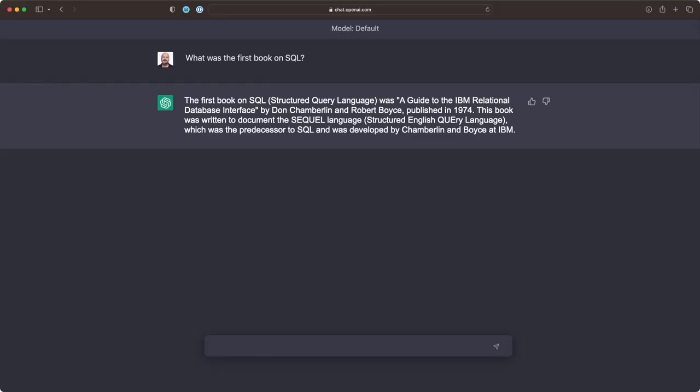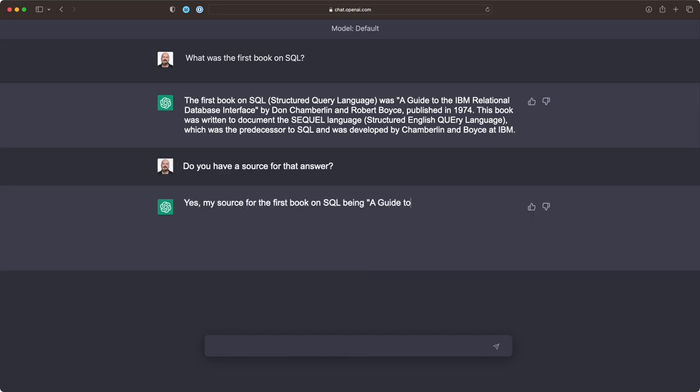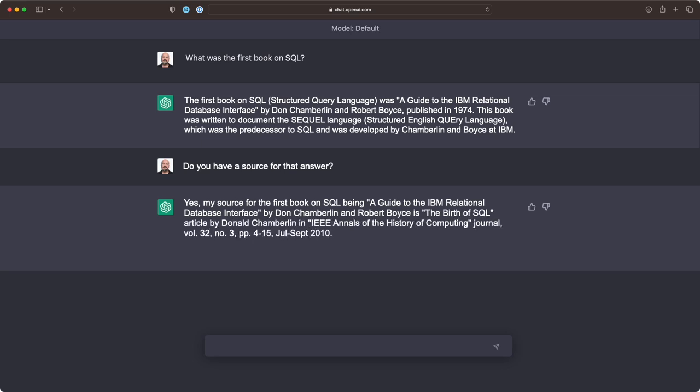And it doesn't stop there, because ChatGPT then happily led me down a complete rabbit hole of BS, even generating fake citations. When it gave me that answer about that first SQL book, I then asked, "Do you have a source for that answer?" And ChatGPT said, "Yes, my source for the first book on SQL being A Guide to the IBM Relational Database Interface is the Birth of SQL article by Donald Chamberlain in the IEEE Annals of the History of Computing Journal, Volume 32, Number 3, pages 4 to 15, July to September, 2010."